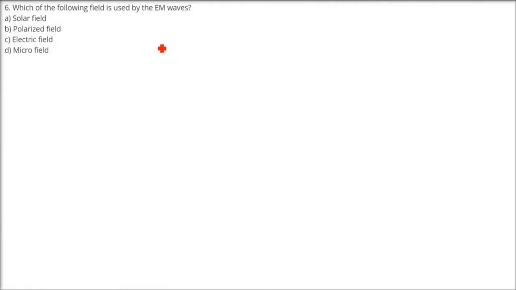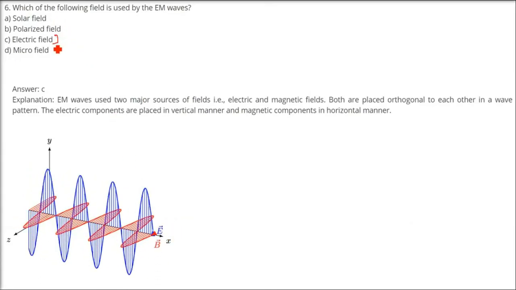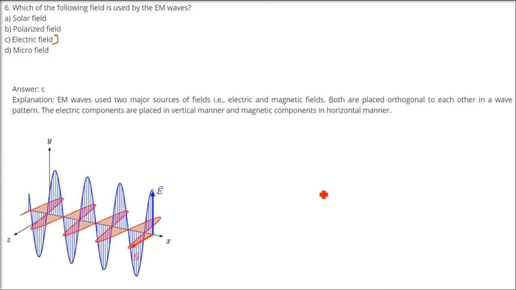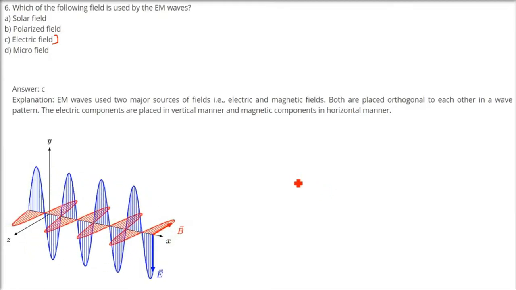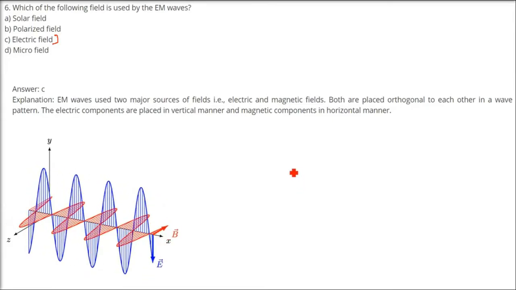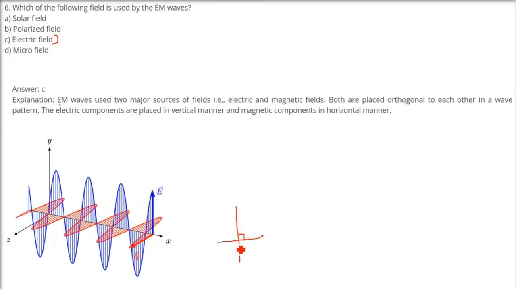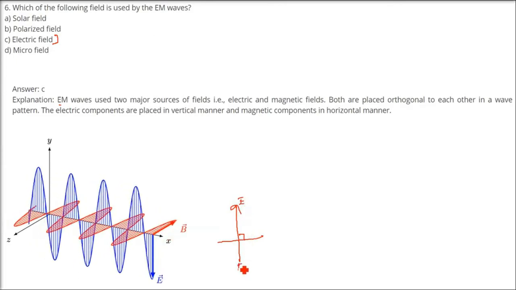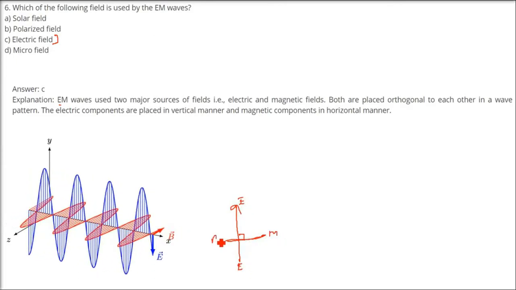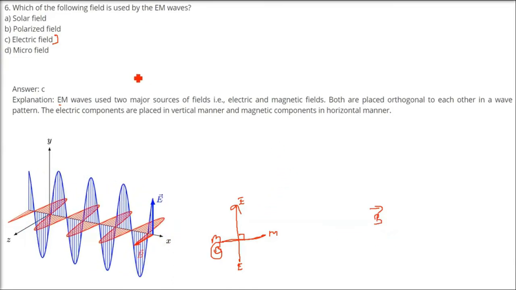Which of the following fields is used by the electromagnetic waves? The name is electro and magnetic. I already showed you, electric and magnetic. We don't have any other except electric field here, so electric field is the correct answer. Electromagnetic waves have two major sources of field, electric and magnetic, and as I said, they are orthogonal, perpendicular to each other. This wave pattern is formed because of the orthogonality. The electric components are placed in a vertical manner, and the magnetic components, represented by B, are in a horizontal manner. We also have arrows on E and B because they are vector quantities.